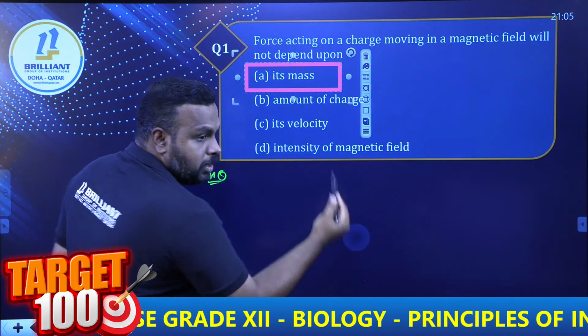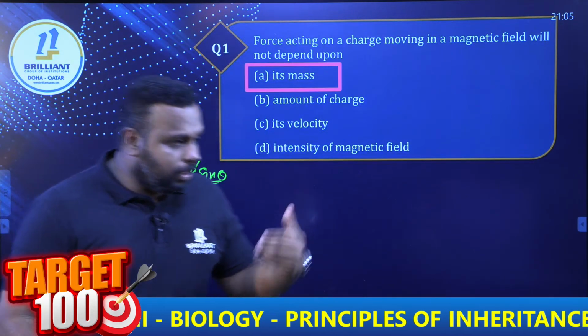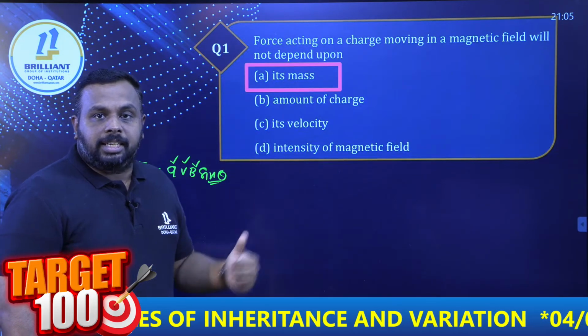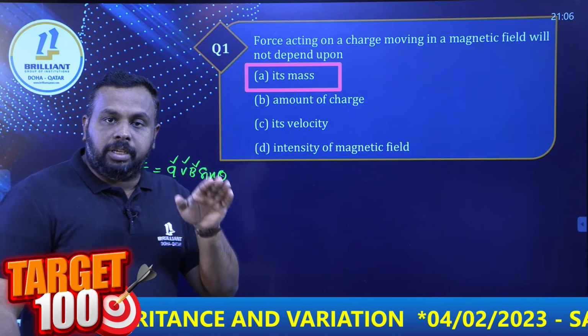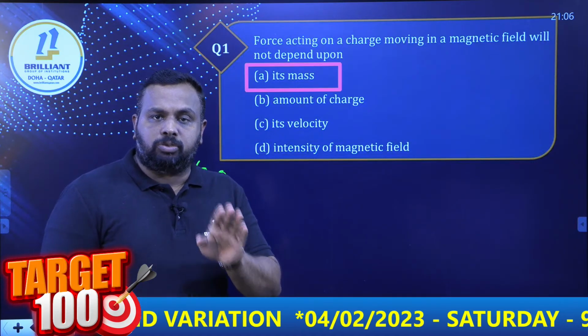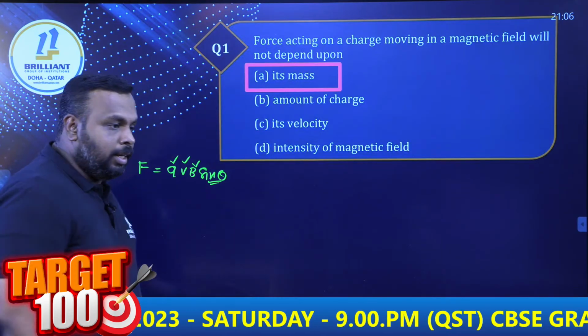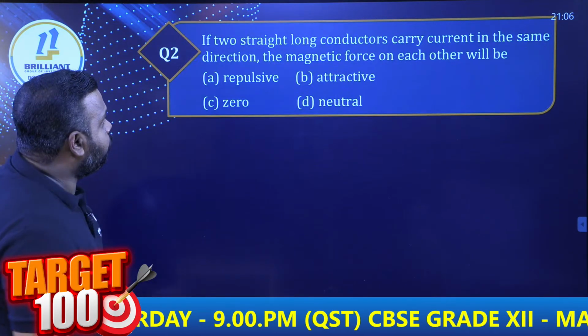It's mass. So yes, I'm getting the comments. Very good. All have commented A. A is the right answer. So again I am telling you, it's a very important topic, magnetic Lorentz force. Please study the formula. F is equal to QVB sine theta. Right, I am going to the next question.